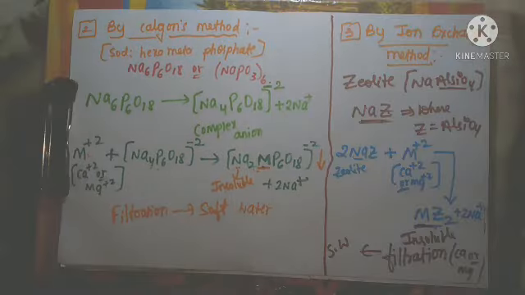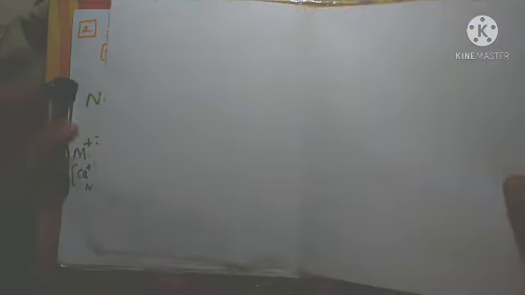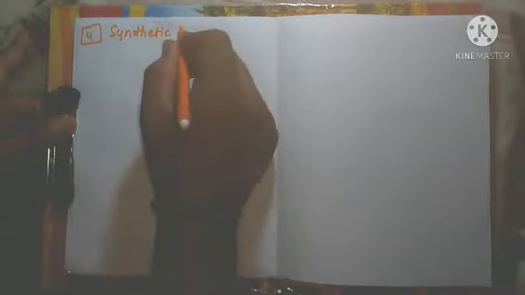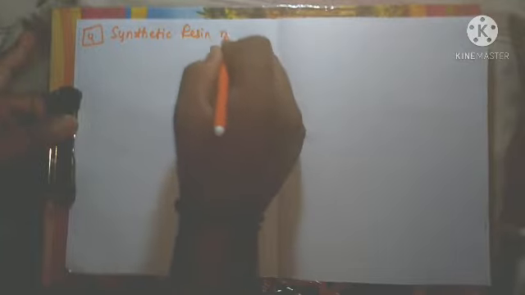It is enough. Next, we will go for the fourth method, that is the synthetic resin method. Three are over. First one, treatment with washing soda, then Calgon's method, then ion exchange method. The last one is the synthetic resin method, the conversion of permanent hard water into soft water by synthetic resin method.